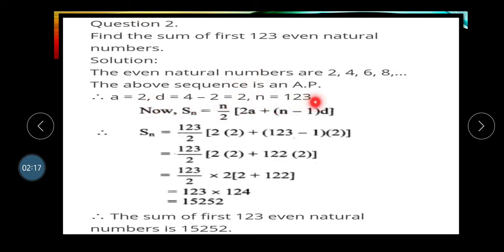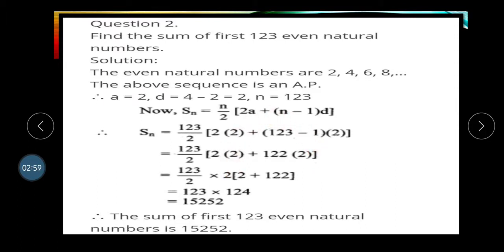N is number of terms, N is 123. So we'll write our formula Sn equal to N upon 2 into 2a plus N minus 1 times D. Substituting the values, 123 upon 2 in square bracket 2 into 2 plus 123 minus 1 into 2. 123 upon 2 square bracket open 2 into 2 plus, when solving 123 minus 1, we will get 122 and into 2. As here 2 and this 2 is common, so we have taken it out as common.